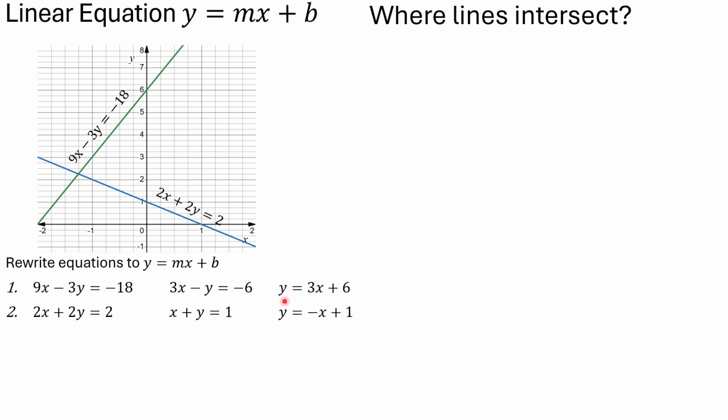Now that I have these two equations in the traditional linear equation y equals mx plus b form, I can just equate these equations because that's forcing the y values to be equal to each other. So I got 3x plus 6 is equal to -x plus 1. Now I want to solve for x. So I move -x to the right side, so 3x plus x is 4x. Move the 6 to the right side, so 1 minus 6 is -5. So I have 4x equals -5. Divide by 4 on both sides. Get x equals -5 over 4, or -1 1/4.